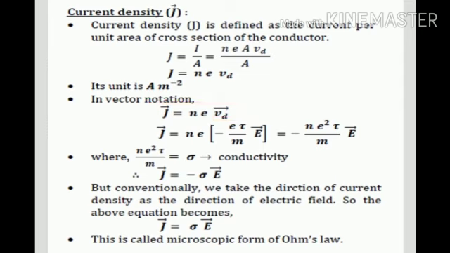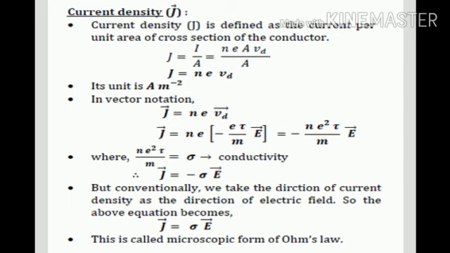The vector form of current density can be written as J vector is equal to n e into Vd vector, where Vd is replaced as minus e tau by m into E vector, which is equal to minus n e square tau into E vector divided by m. Here n e square tau by m is nothing but the conductivity, which is represented by the symbol sigma. So the above equation becomes J vector is equal to minus sigma into E vector.